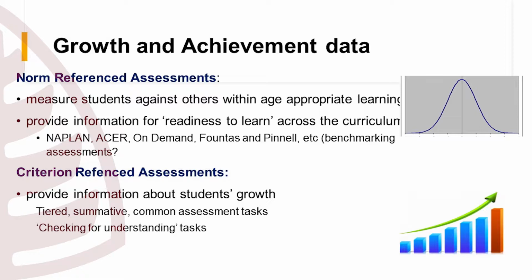So here we need to be very clear about norm referenced assessments and criterion referenced assessments. So norm referenced assessment measures the students against everyone else who is the same age as them and has sat the same assessment tool as them. They provide information for readiness to learn across the curriculum, because the items for the norm-referenced assessments such as NAPLAN or ACER or On Demand are drawn from across the curriculum, and they address particular literacy and numeracy skills that are needed across the curriculum for learning.